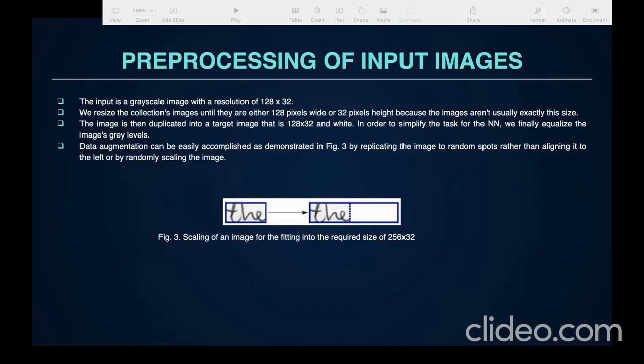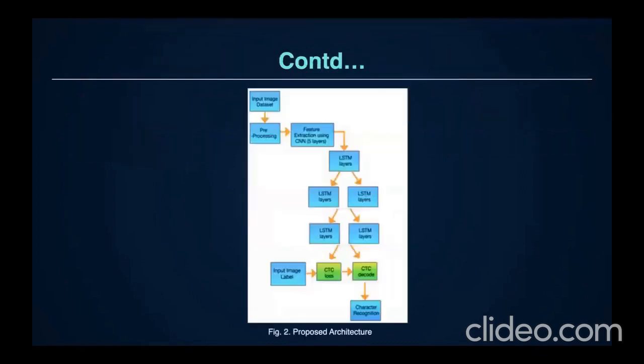In order to simplify the task for the neural network, we equalize the image grayscale levels. So the data augmentation can be easily accomplished. The figure here depicts the scaling of an image for fitting into a required size of 256 cross 32 matrix.